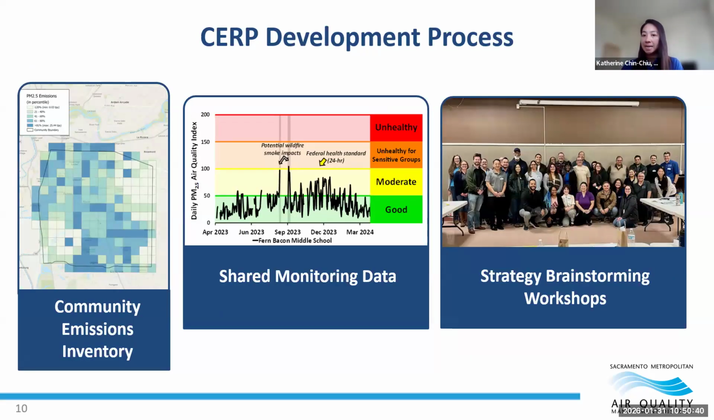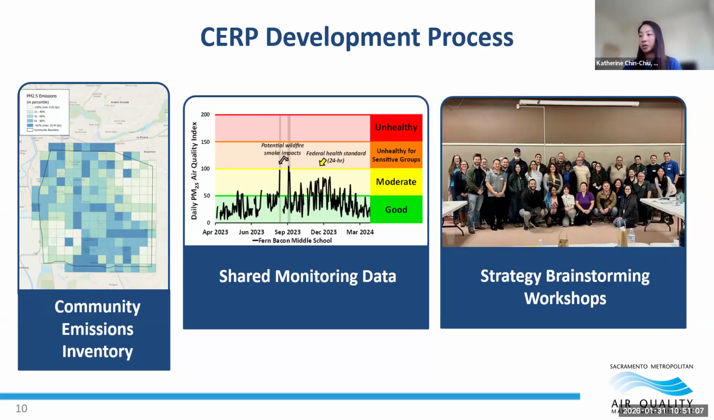Moving to slide 10. To share what the plan development process looked like, there was some foundational and technical information that was provided to the steering committee to help with the development process. And this included the state developing and sharing the community emissions inventory, which helps identify where emissions are more concentrated than others within the community.